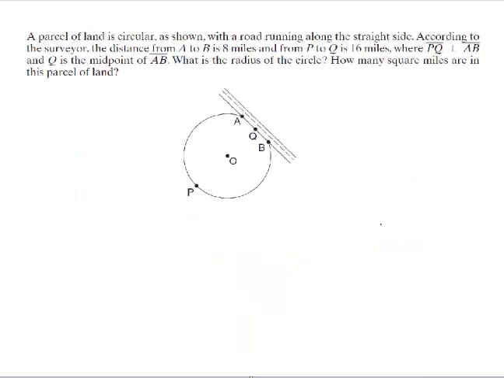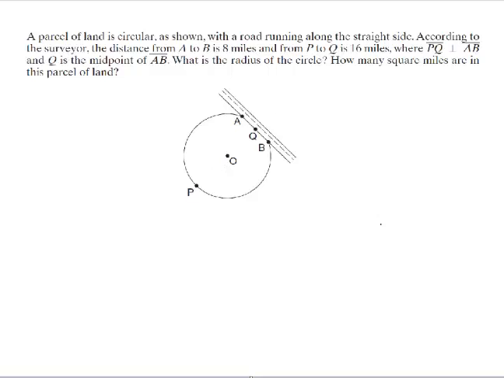A similarly interesting one, these are all applications, which really makes them interesting, because you can see they have real-life applications. A parcel of land is circular, as shown, with a road running on its straight side. According to the surveyor, the distance from A to B, this line, is 8 miles, and from P to Q is 16 miles, where PQ is perpendicular to AB, Q is the midpoint. What's the radius of the circle? And how many square miles is the parcel of land, the whole circle?